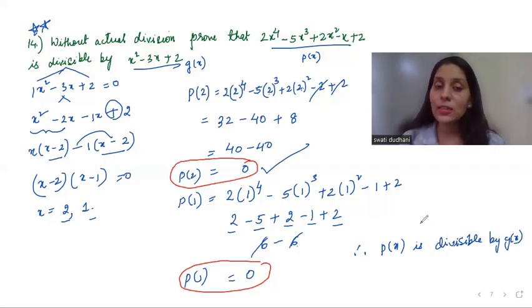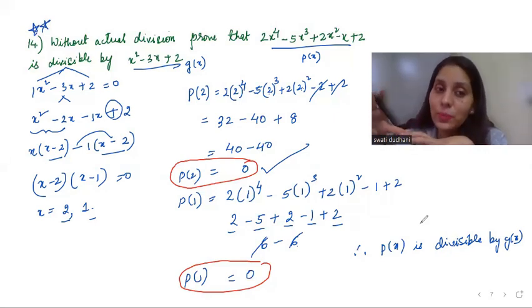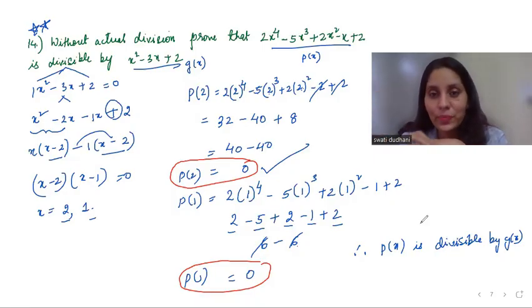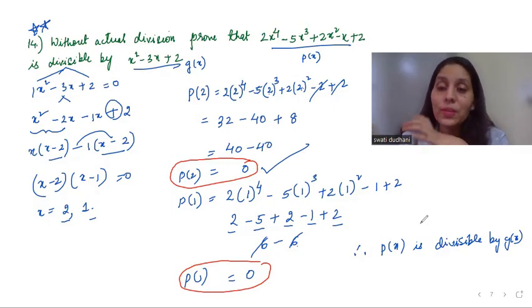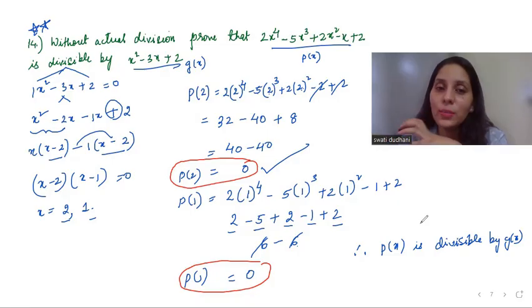I hope this is clear. It's very easy. You just have 2 steps. The first step is equating the divisor to 0, basically finding the zeros of the divisor, and then substituting those zeros in the dividend and seeing what the remainder is. If the remainder is 0, that means it is divisible. If the remainder is not 0, that means it is not divisible.